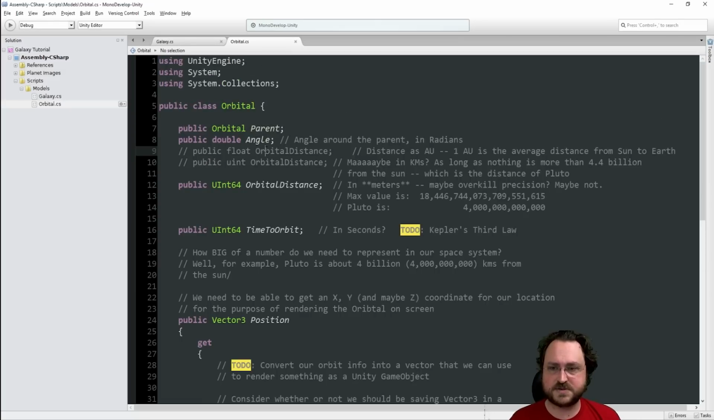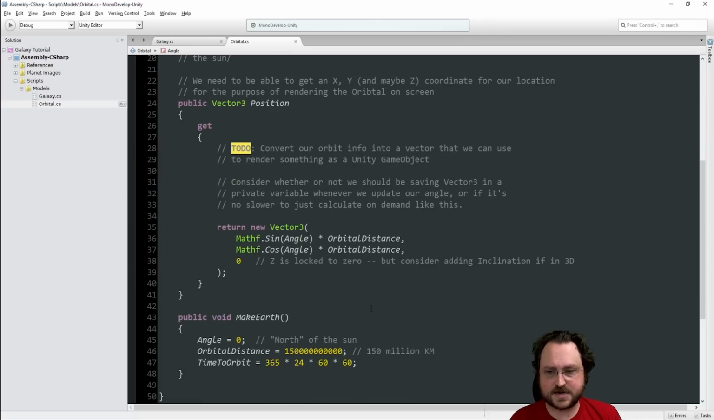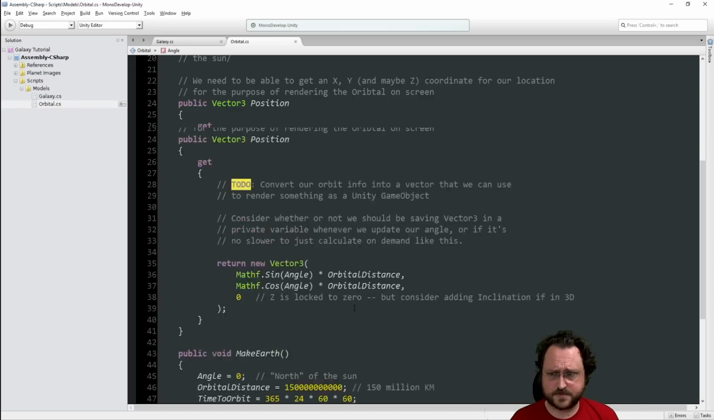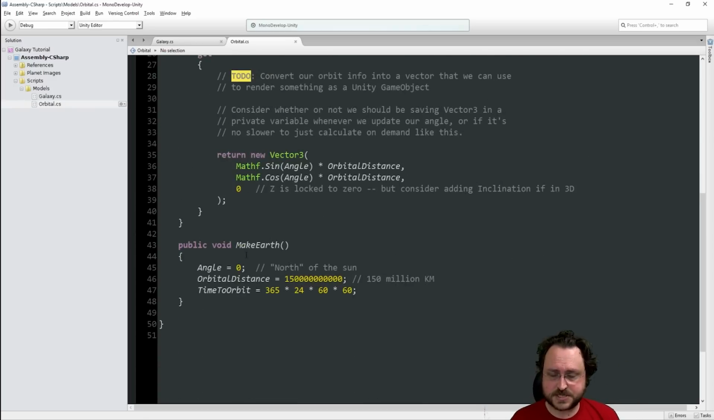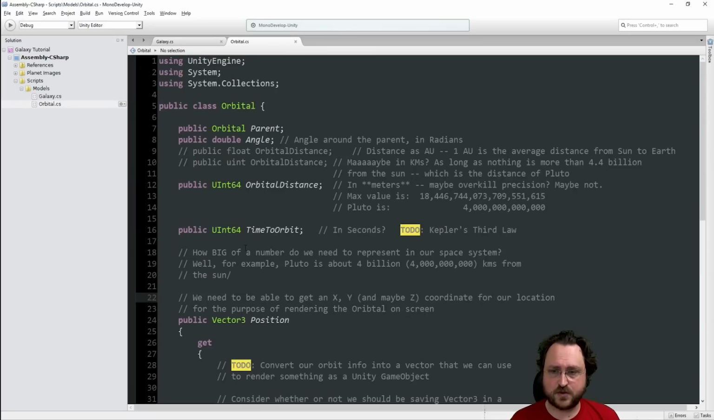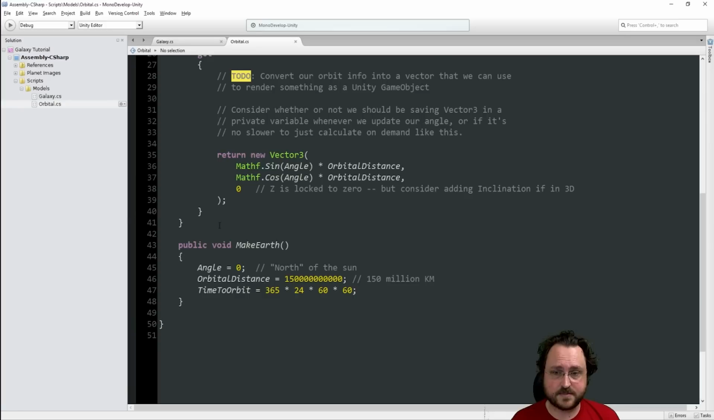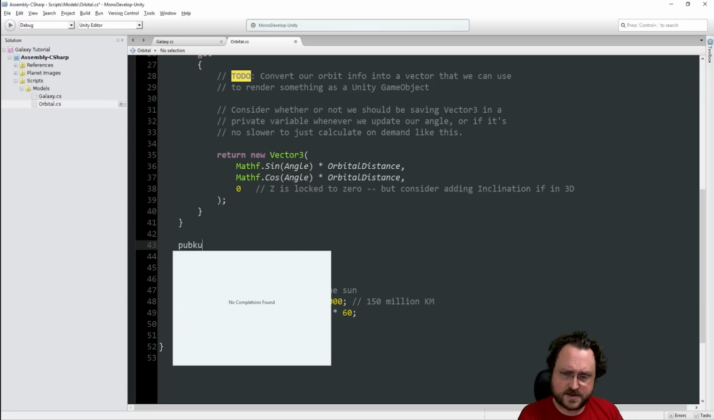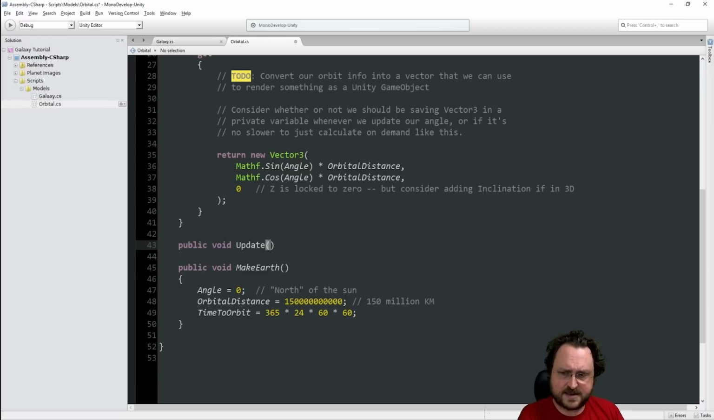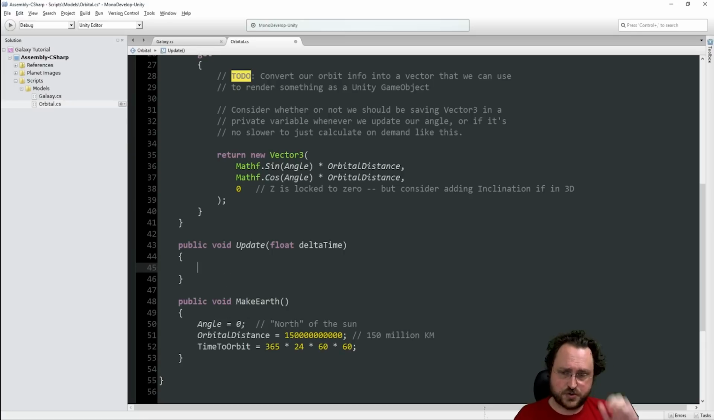So right now I'm forcing the angle to be 0. But is that correct? No, what we'd really like to know is the angle at a certain time. Like we need this thing to orbit around, right? So we need some sort of update routine for this with a delta time. So this is just an example, but we need some sort of public void Update that takes a float delta time, very, very similar to how you'd work with most things in Unity, right?